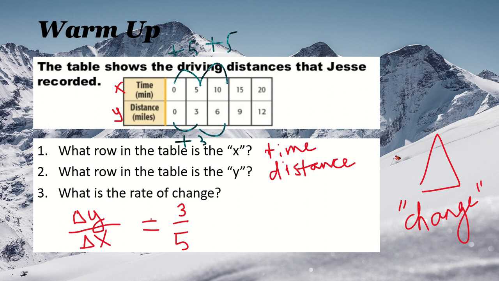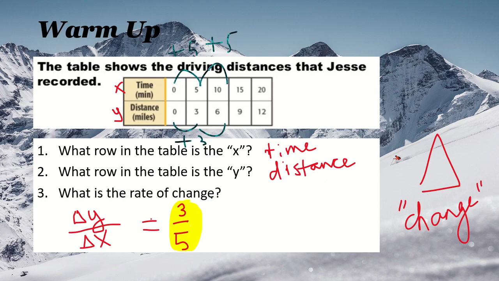I can't simplify this to anything. Of course, it could turn into a decimal, but I actually want you to leave it as the simplest fraction possible. Let's not even do decimals. Okay, so that is the rate of change. For that table, the rate of change is 3 over 5. We could also decide to put units and say 3 miles per 5 minutes, or every 5 minutes. That's the rate of change, but let's stick with the number.